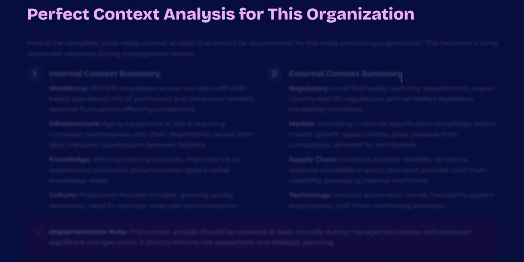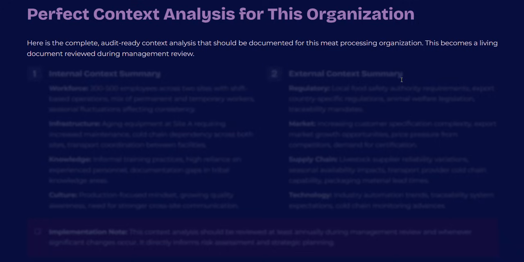Performance context analysis for this organization. Here, we are going to introduce a complete audit-ready context analysis that should be documented for this meat processing organization. This becomes a living document, which is reviewed during management review.